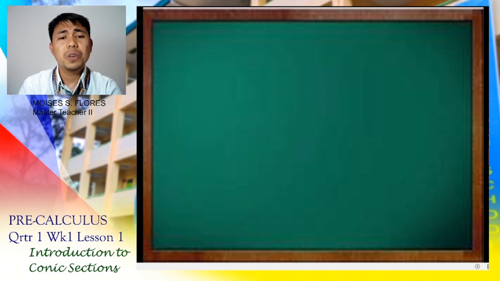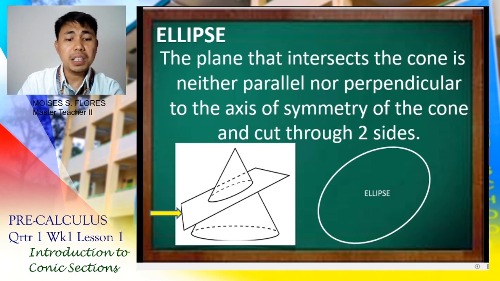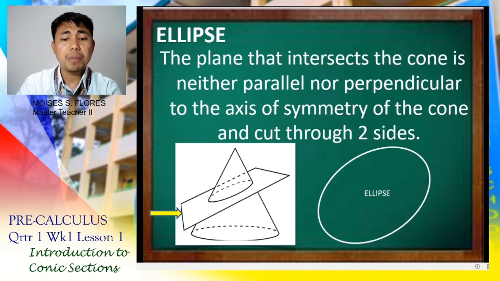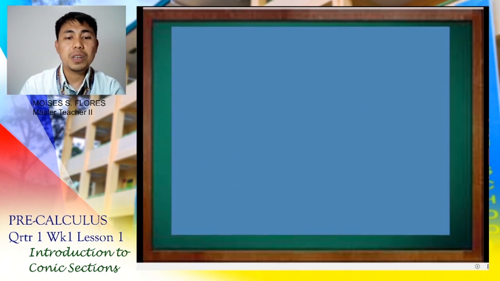An ellipse is formed when the plane that intersects the cone is neither parallel nor perpendicular to the axis of symmetry of the cone and cuts through two sides, as illustrated by this arrow. There you have the plane. Of course, the tilted plane intersects only one cone to form a bounded curve. Again, let's watch another clip on how the ellipse was formed. Let's watch this clip.